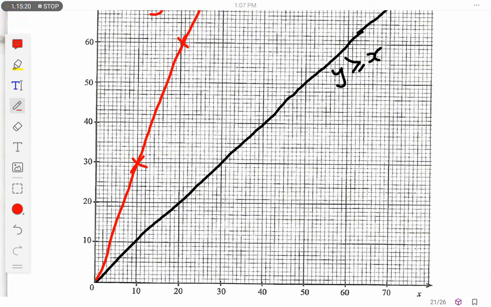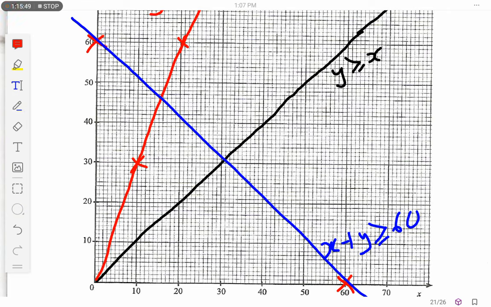When x is 0, y is 60. When y is 60, x is 60, y is 0. So it's passing through these points. Let me draw it in a different color. So it's passing through these points like that. Not really good. Yes, like that. Then this is my x plus y is greater or equal to 60.